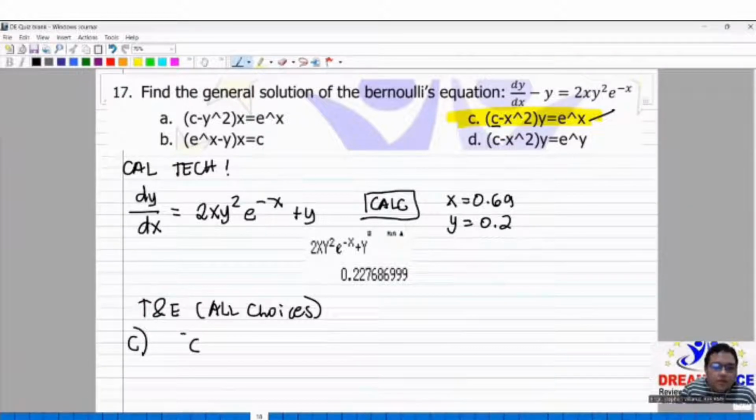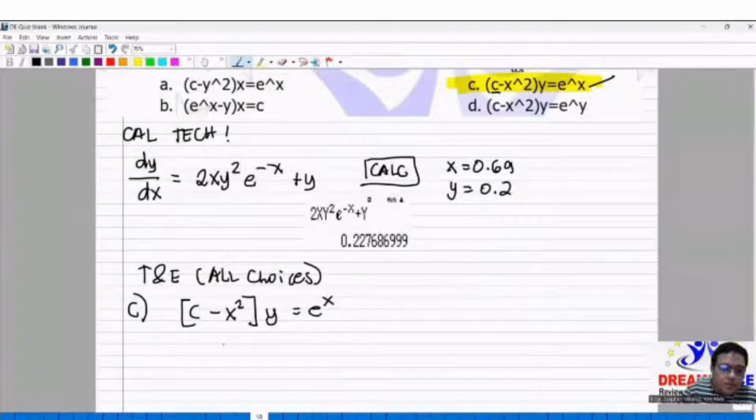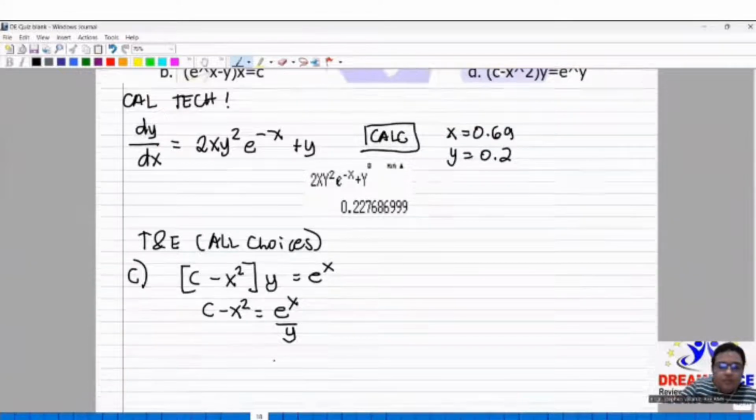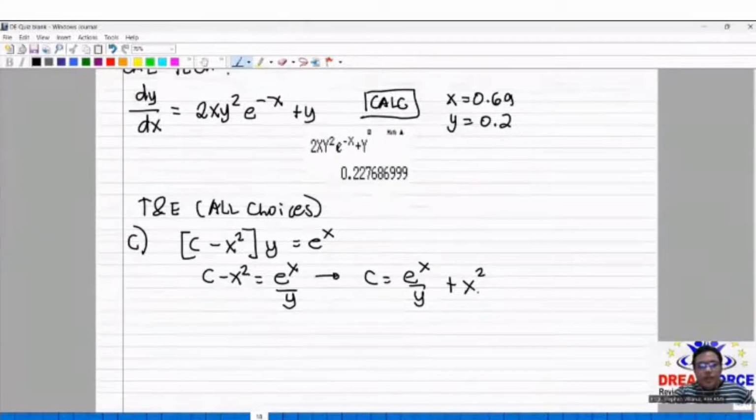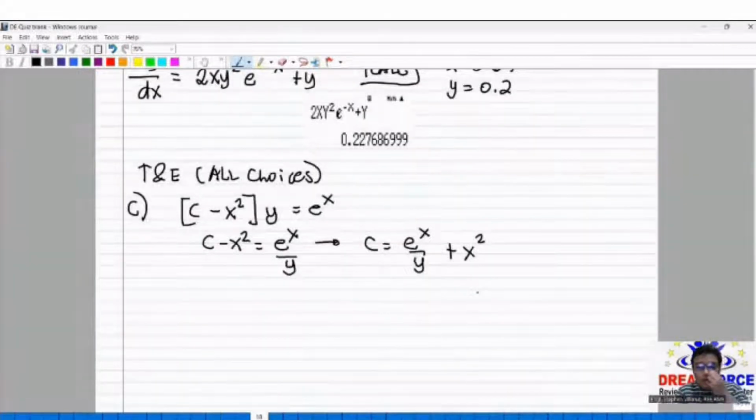So, C minus x squared times the quantity y is equal to e raised to x. So, isolate lang natin si c. So, this will become c minus x squared is equal to e to the x over y. Then, lipat lang natin si x squared sa kabila. So, this will become c is equal to e to the x over y plus x squared. Yan yung ating ilalagay sa ating implicit na formula.